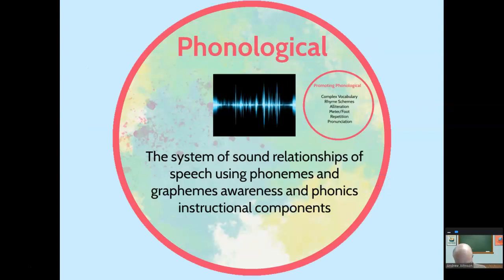And then the phonological cueing system uses letter sounds to predict what the next word might be. Of the three cueing systems, this one is the least efficient. And why is that? Because it focuses on individual letters and letter patterns instead of words and ideas.